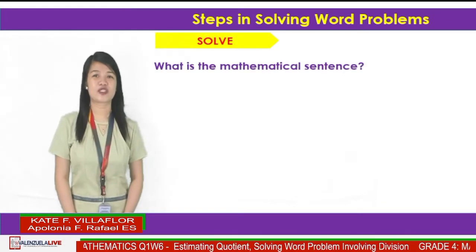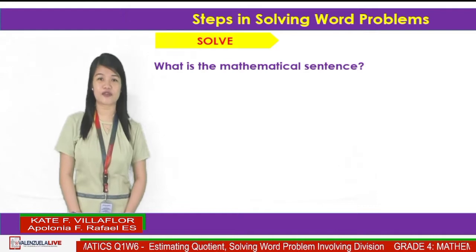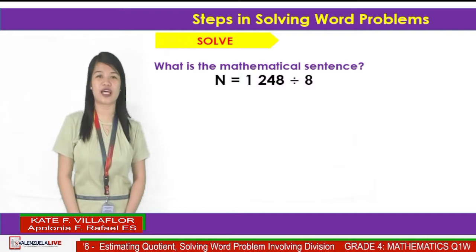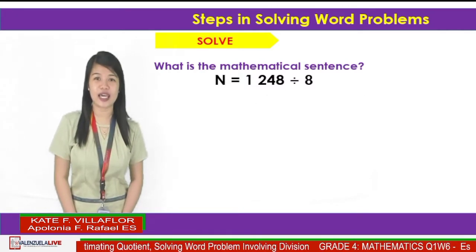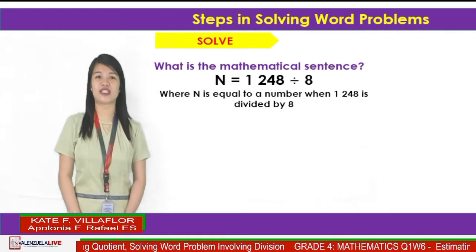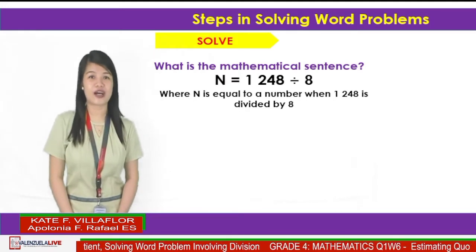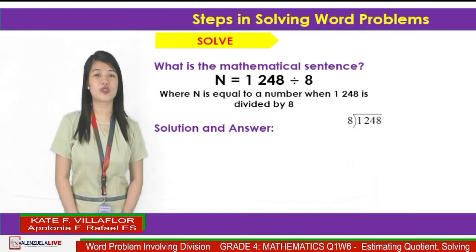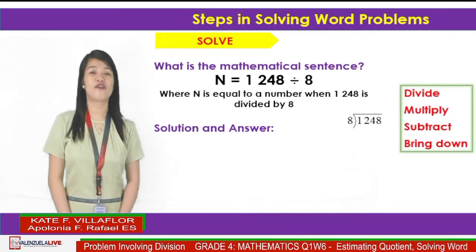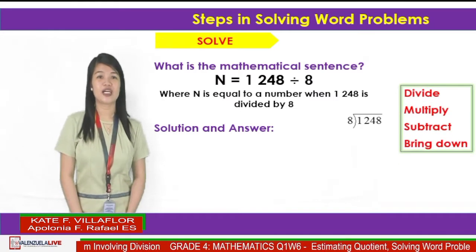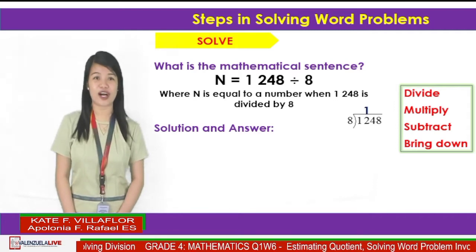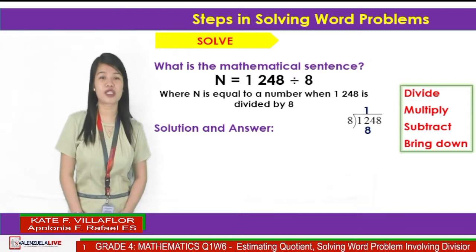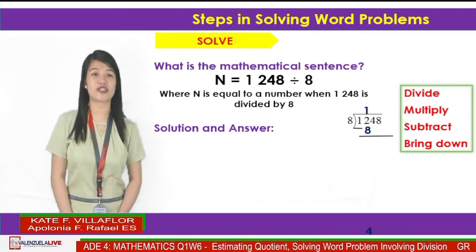Then, let's solve. What is the mathematical sentence first? Let's have N is equal to 1,248 divided by 8, where N is equal to the number of grams for each puppy. So, 1,248 divided by 8. First thing to do is to divide. 12 divided by 8, the answer is 1. Then 1 times 8, the answer is 8. Then we're going to subtract. 12 minus 8, the answer is 4.